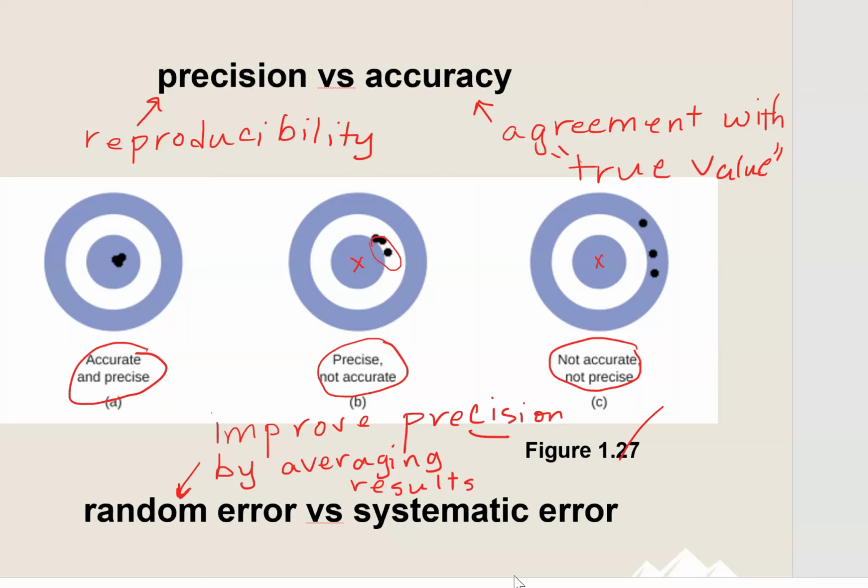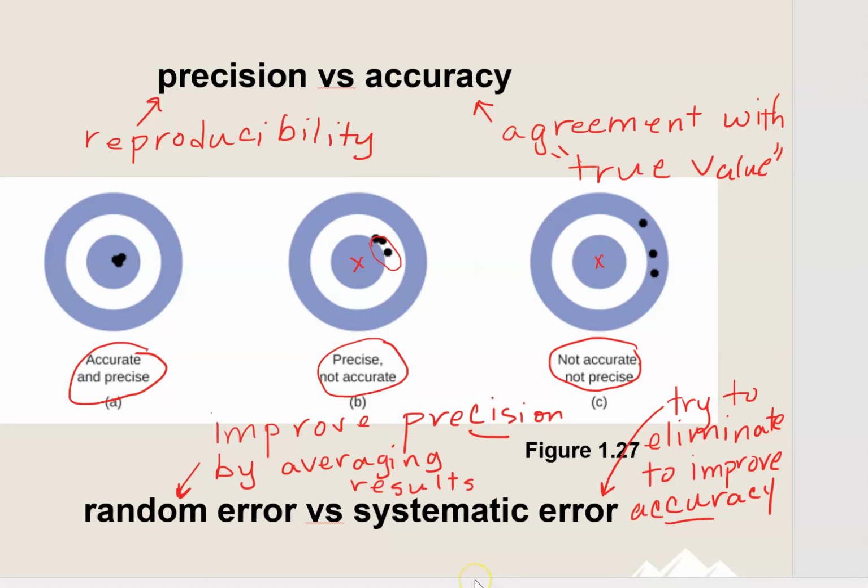We want to get rid of that kind of error. Not taring the balance is a systematic error. We're going to try to eliminate those to improve accuracy. If you've ever found a source of error in your experiment, you were identifying a source of systematic error, probably.